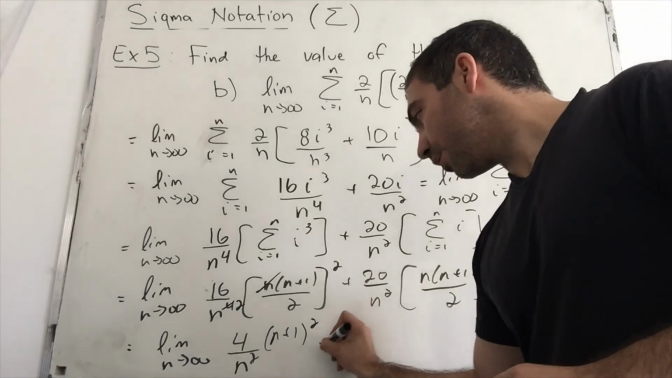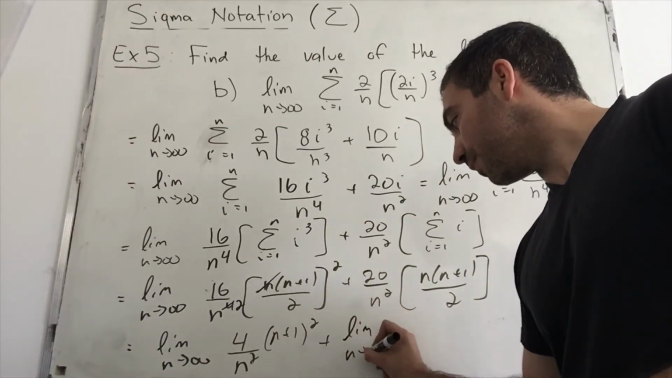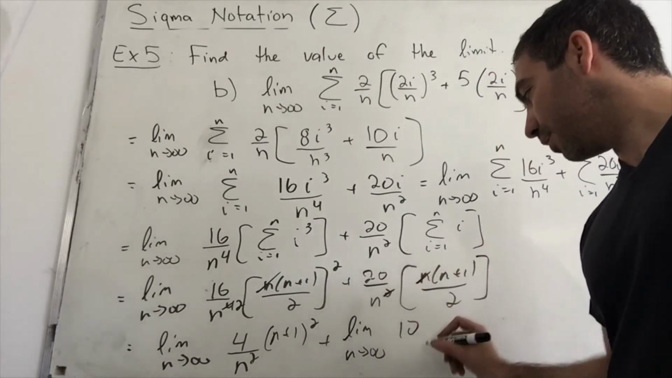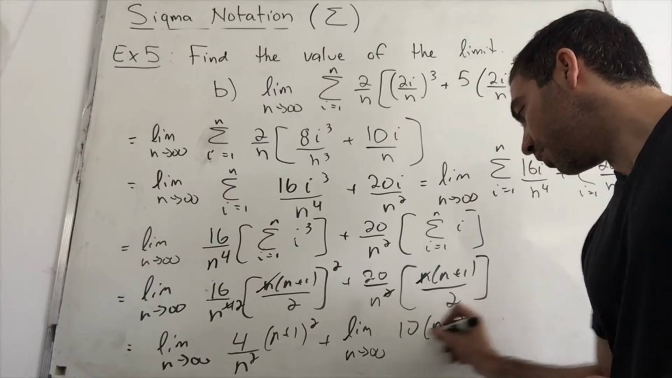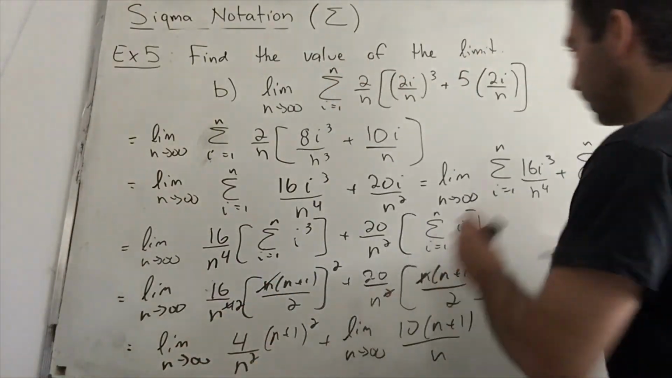Okay. Plus, and now we'll take the limit of this term as well. Limit as n goes to infinity. 20 divided by 2 is 10, and one of the n's cancel here, leaving us with 10 times (n plus 1) over n. Okay. Let me just erase to give myself a bit more room. So I'll come back up here.